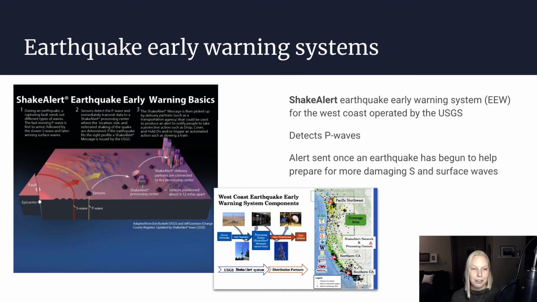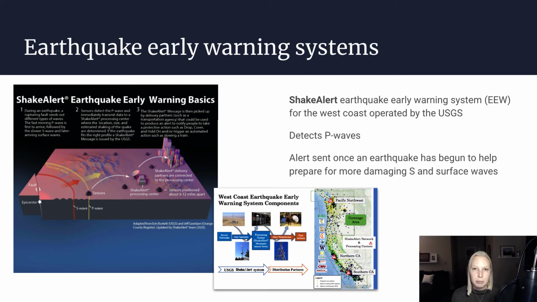Something that we do have, though, is an earthquake early warning system, and a few of these exist. One of the major early earthquake warning systems is called ShakeAlert, and it was developed by the USGS and some university partners like the University of Washington. This early warning system operates throughout the West Coast, and what it does is it basically detects P waves, and once the beginning of that earthquake is detected by seismometers, an alert is sent to people nearby.